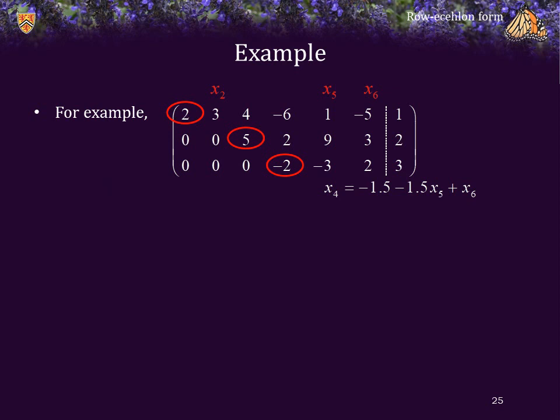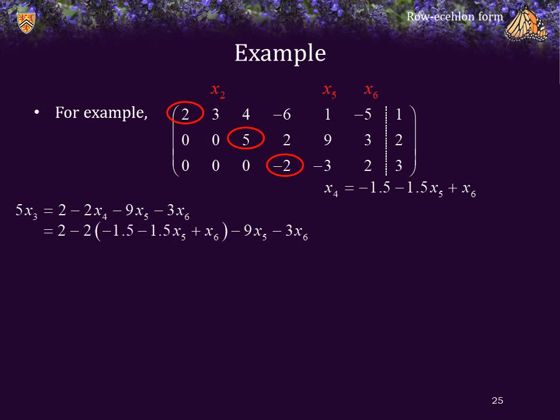All right, now let's go back to the second equation. The second equation says that 5 times x3 plus 2 times x4 plus 9 times x5 plus 3 times x6 is equal to 2. Once again, let us bring everything other than the term containing x3 to the right-hand side. Now, we have already found x4 in terms of x5 and x6, so the first thing we do is substitute in for x4 the expression we just found.